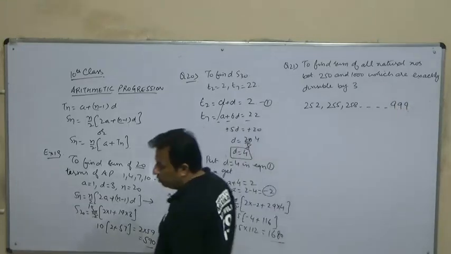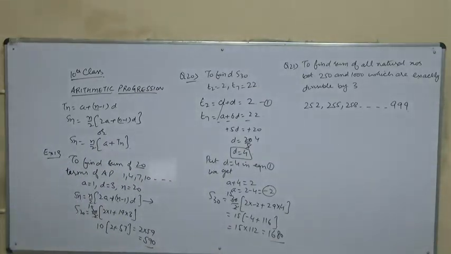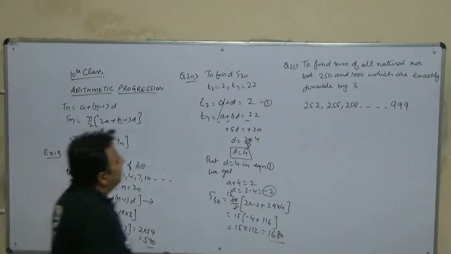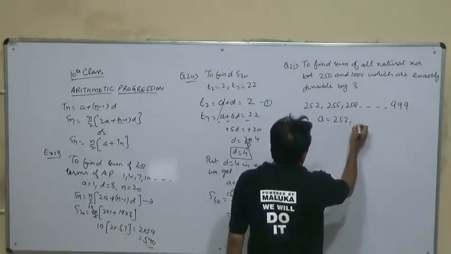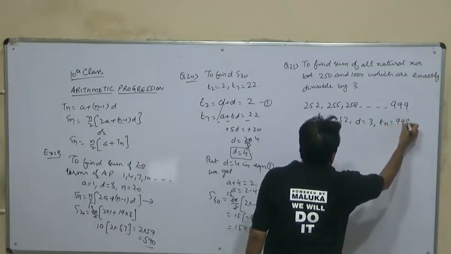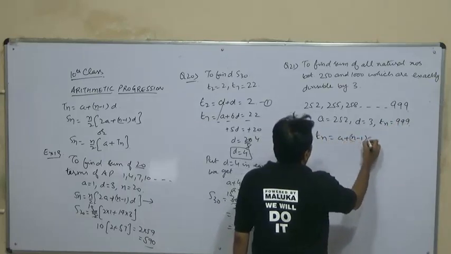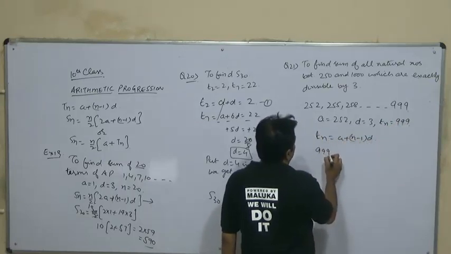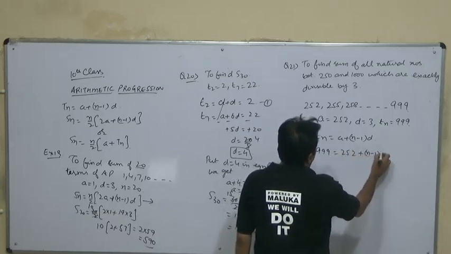Now we know the value of the first term, we know the value of the last term, but we do not know the number of terms. That we will find by using the formula for Tn. So here A is equal to 252, D is equal to 3, and Tn is equal to 999. And Tn is A plus n minus 1 into D, so 999 is equal to 252 plus n minus 1 into 3.